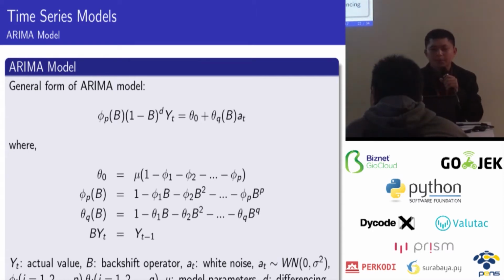So this is the general form of white noise, moving average and autoregressive process. It is called ARIMA. ARIMA is one of the most widely used time series models and one of the oldest. So when we study time series, we have to study ARIMA. ARIMA stands for autoregressive integrated moving average.